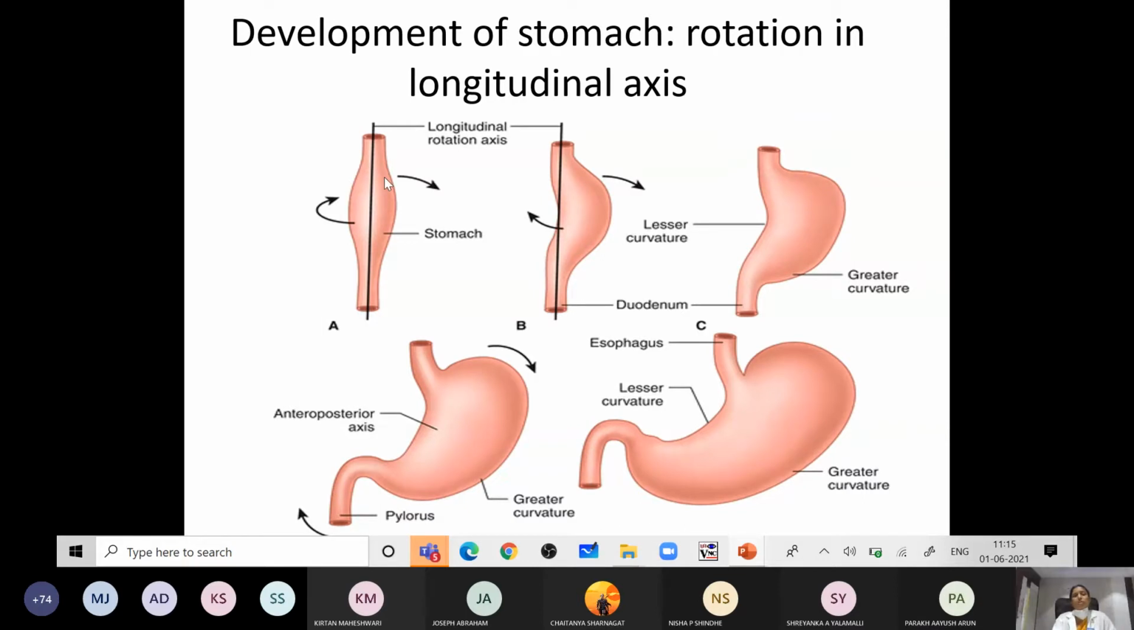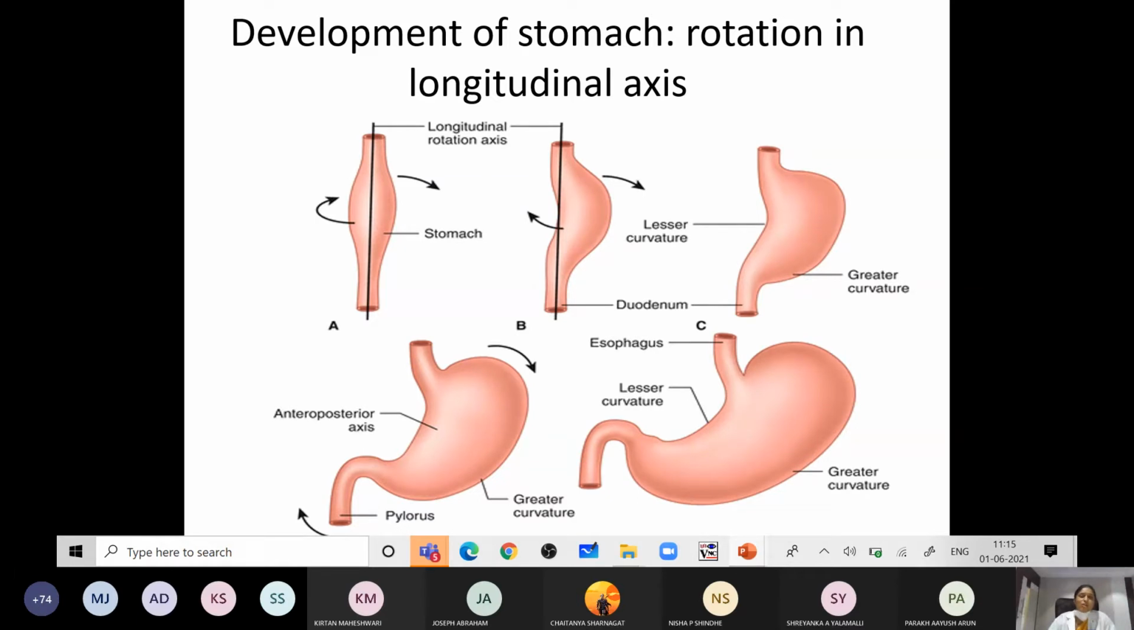Okay, so it is oriented, the small fusiform dilatation will be there where the stomach has to develop. Clear? A small fusiform dilatation which is oriented antero-posteriorly. Now what will happen is the posterior part of the dilatation grows more rapidly. Clear? Posterior part of the dilatation will grow more rapidly.